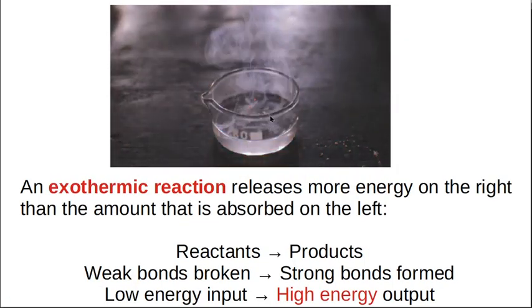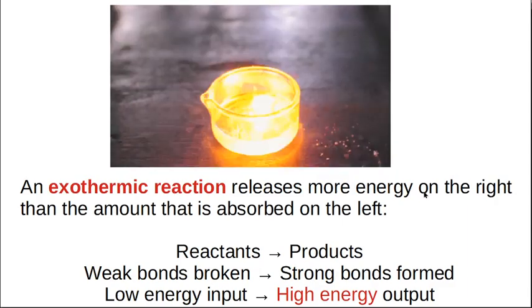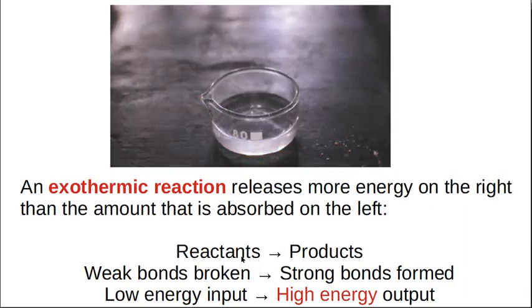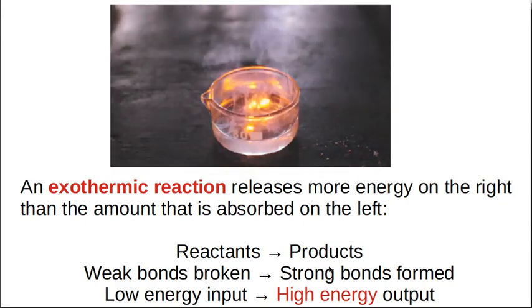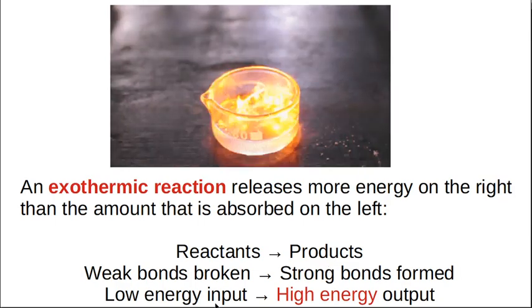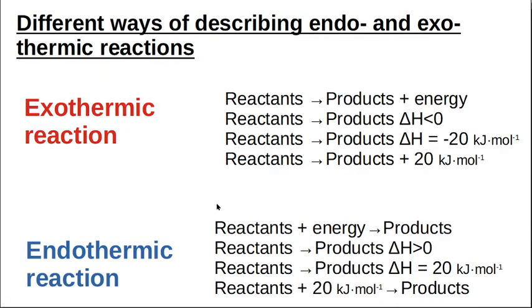So in an exothermic reaction, this is sodium and water, more energy is on the right than on the left, because when the reactants go to products, there are weak bonds in the reactants and very strong, stable bonds in the products. So this has got a low energy input and a high energy output, as you can see by the fire. So we often describe these reactions in different ways. You need to recognize all of them.